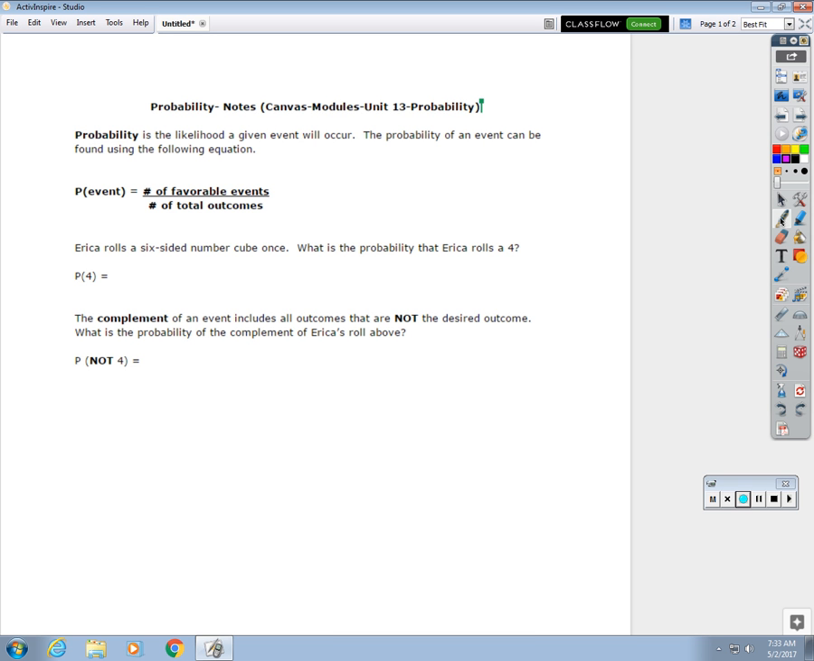If we look at the equation right here, this P stands for probability. So we've just shortened the word probability and made a P to represent probability. And then in parentheses we have event. So what event is it that we are looking for? The probability of a certain event equals the number of favorable events. This is what we want to happen, over the total number of outcomes.